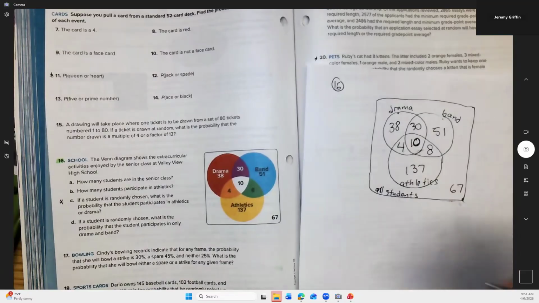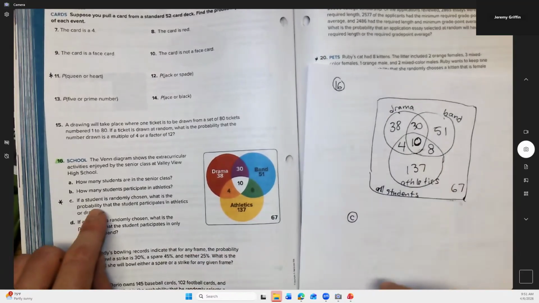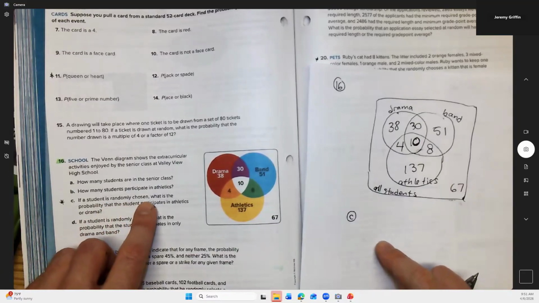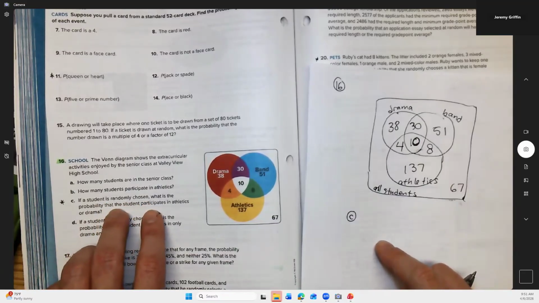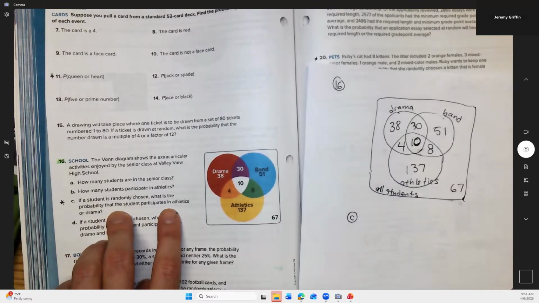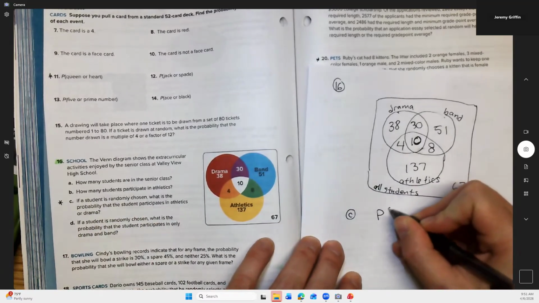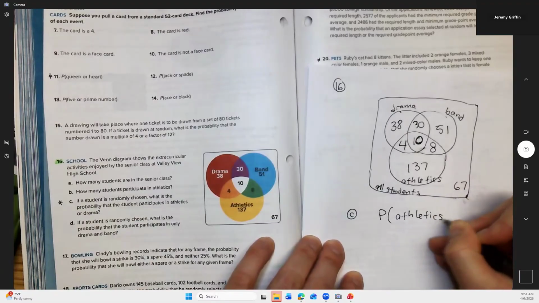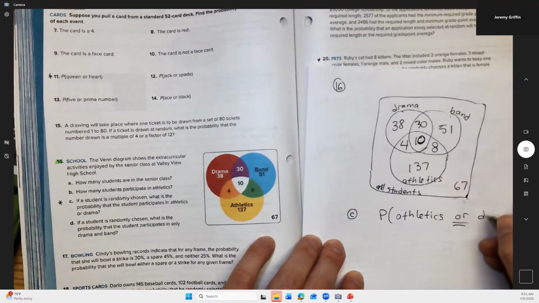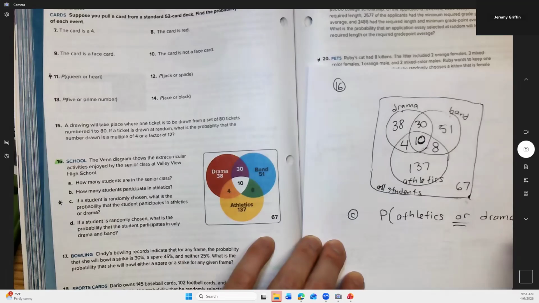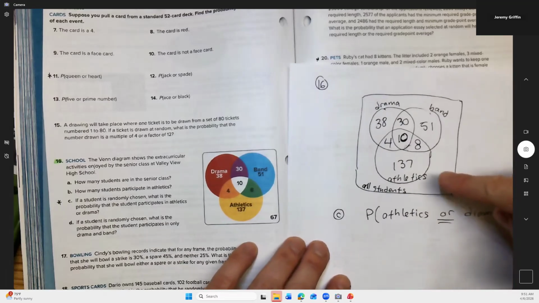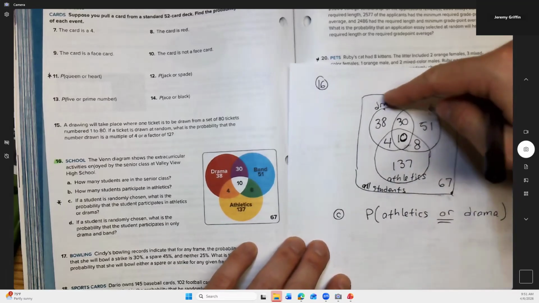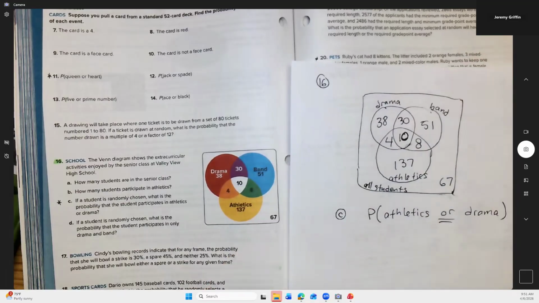So let's just do question C. Question C says, if a student is randomly chosen, what is the probability that the student participates in athletics or drama? So what's the probability, so P for probability, of athletics or drama? Right. Which could be athletics, could be drama, could be both. Doesn't have to be both.